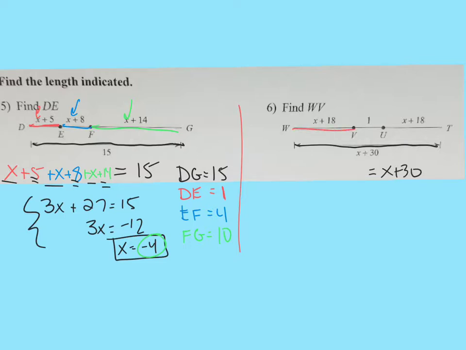So I have a red piece, WV, it's going to be x plus 18. I have a blue piece, which is 1. And I have a green piece, which is x plus 18.